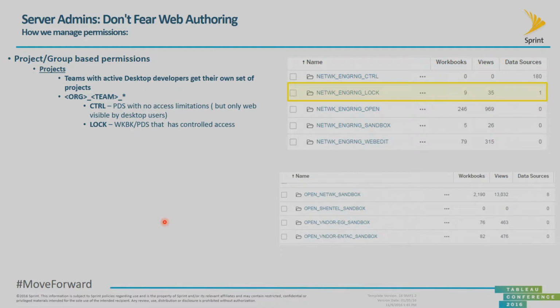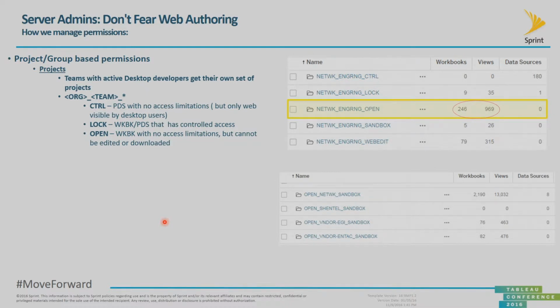Lock. This is where you want to control things. You have a workbook or a data source that, hey, you want to put it out there, but you want to say who can have access to it. You throw it in your lock. We set up the permissions to make sure only the right people get to it.